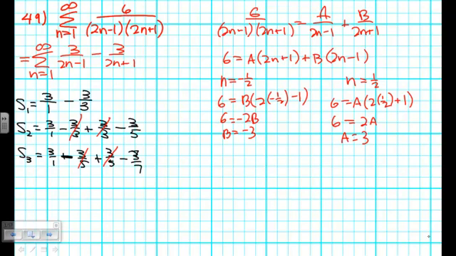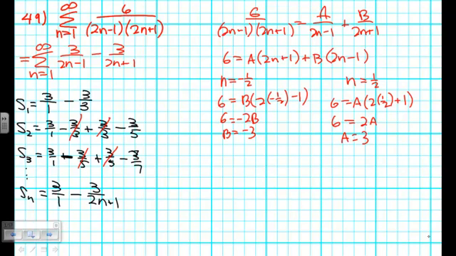Does anyone have an idea what the nth partial sum is going to be? 3 over 1 minus 3 over 2n plus 1. And generally you don't even have to write it out. Well, I like to write it out to make sure that you understand where we're coming from, but it goes like that every time. Are you ready for the last piece? That's what the nth partial sum is.